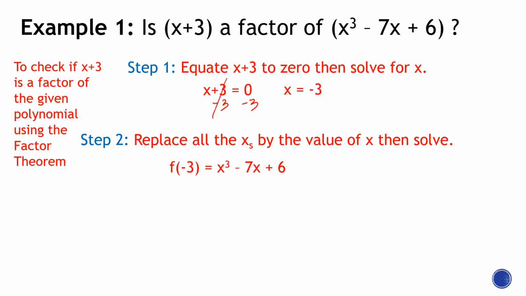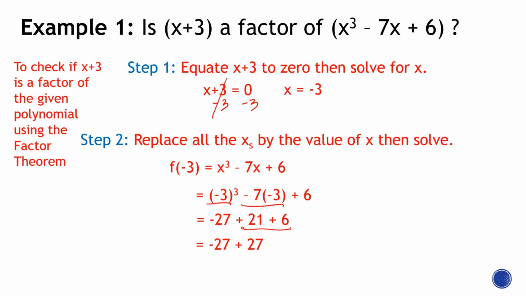That's step number 2. So here we have x raised to 3 minus 7x plus 6. It's going to be negative 3 raised to 3 minus 7 times negative 3 plus 6. Negative 3 raised to 3 means negative 3 times negative 3 times negative 3, which is equal to negative 27. And then here we have negative 7 times negative 3, and that is equal to positive 21. And then we can add 21 and 6, that is equal to 27. And if we add these two, that's going to be equal to 0.